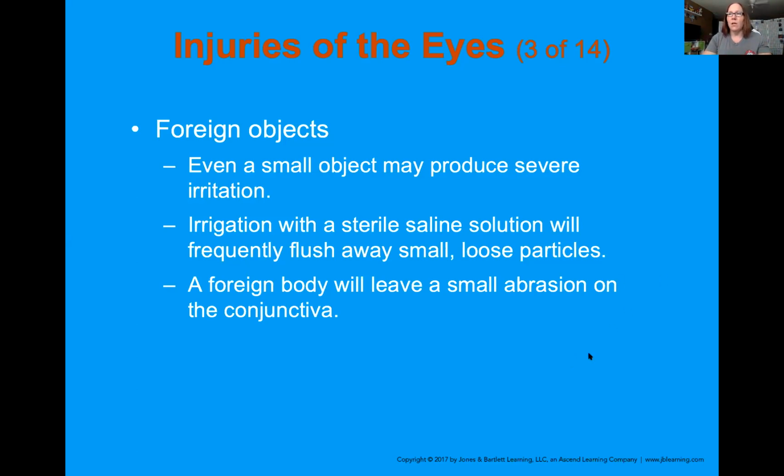We also have this thing called a Morgan lens. It's like a hard contact lens that has tubing on it, and you hook it up to an IV bag, and it sits in there and irrigates the eyes. Again, you want to make sure the water is going away. That's only used with medical direction. Not every agency or region has direction to use the Morgan lens.